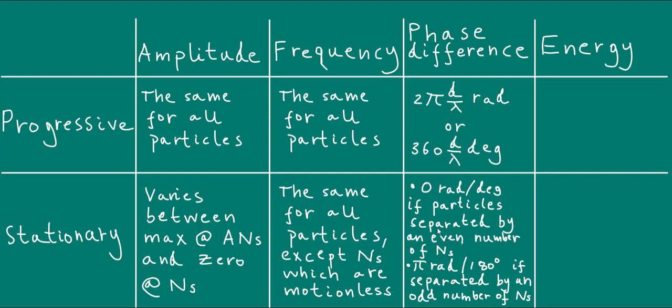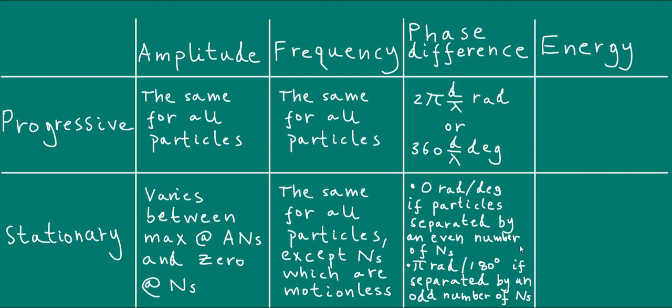Just to be absolutely clear, because the particles at nodes are motionless, and as I said before, that means they have 0 frequency, it makes no sense to talk about the phase difference between nodes or between nodes and other points which are actually moving.